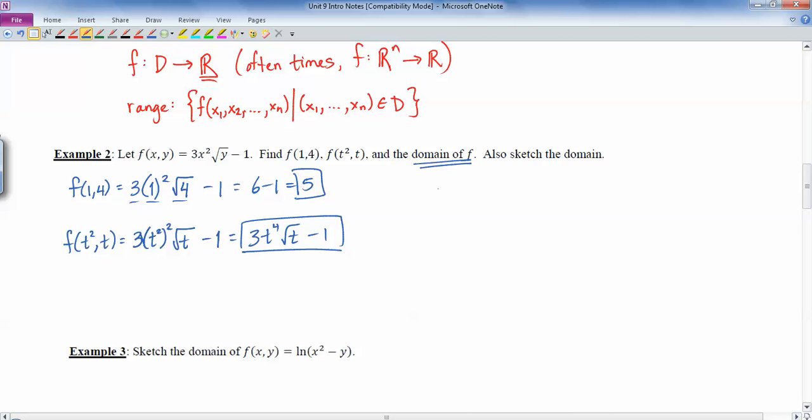Okay, the domain of f, let's see, domain of f. Well, there are no real restrictions on x. X can be any real number.